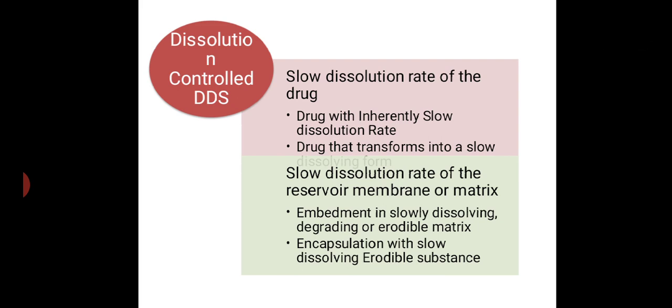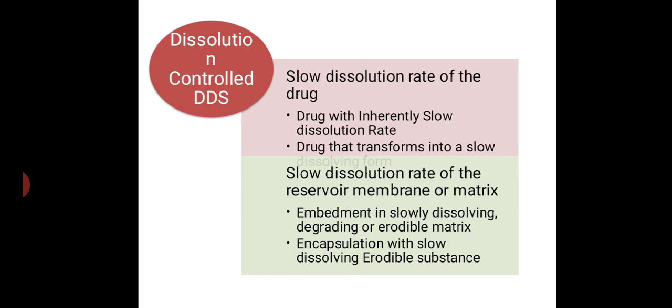This happens especially in the GI fluid. It may be different in other fluids. So once in contact with the GI fluid, this transformation happens or the dissolution happens at a slow rate. So the first class was the drug molecule itself has a slow dissolution. The second class is once in contact with the GI fluid, it dissolves slowly. So these are the two different mechanisms by which we can have a dissolution controlled drug delivery system by controlling the dissolution of the drug molecule.